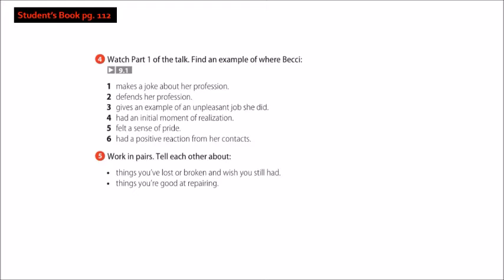Now, for number 5, it says to work in pairs and tell each other about things you've lost or broken and wish you still had. So, what is something that you lost, that you broke, and you wish that never happened? Think about that, guys. And things you're good at repairing. So, are you good at repairing something? What is it? Maybe your phone, maybe a camera. I don't know. There's different things that we can repair quite easy, right? Good.